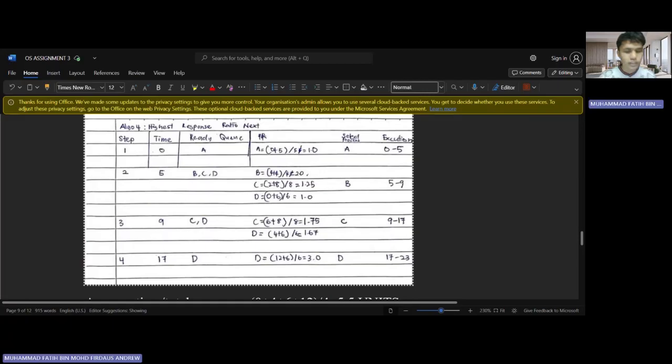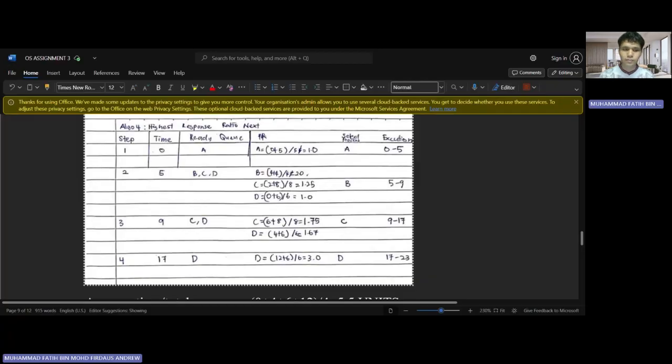So step 3, the time is 9. So when the time is 9, the ready queue is C and D. So when the ready queue is C and D, we calculate the response ratio for C and D. So for the C, the waiting time is 6. So 6 plus 8 get 14 and divide by 8 get 1.75. And the D equal to 4 plus 6 get 10 and 10 divide by 6 get 1.67. So the higher response ratio is the C. So the execution time is 9 until 17.